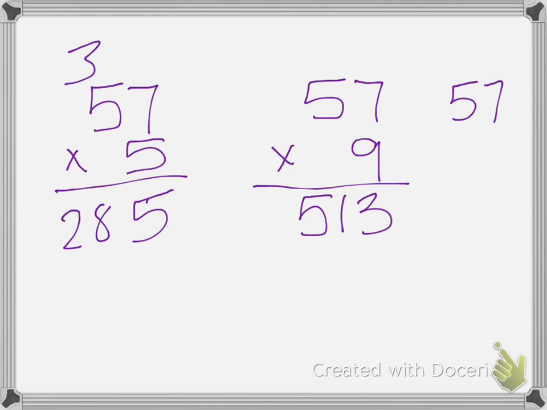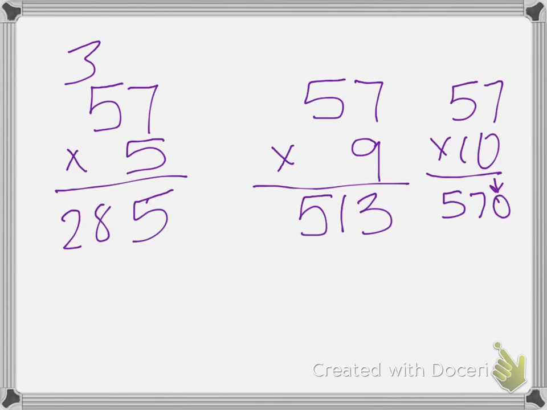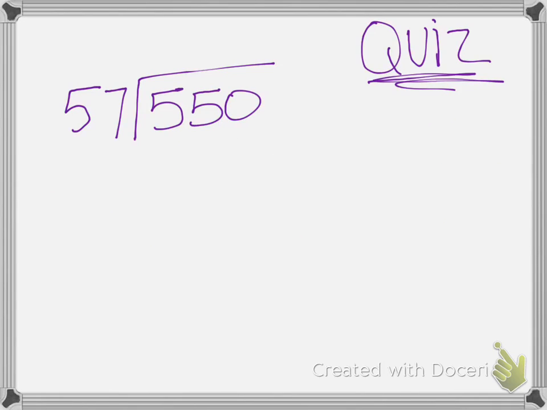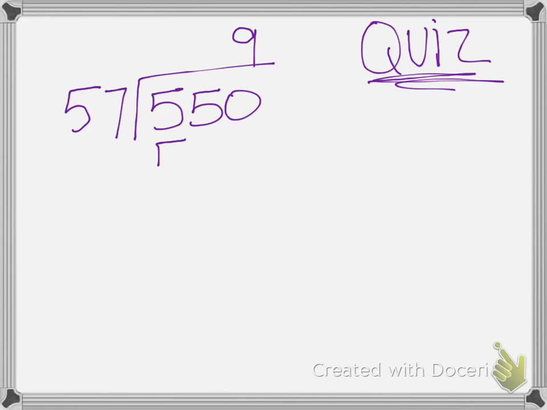And then we know 57 times 10. All you have to do is put the 57 down and drop the 0. So the closest we can get to that 550 without going over is this problem right here. So we need to be using the 9. So 57 can go into 550 9 times. Where does the 9 go? At the end of the whole number we used. So in the 1 spot. So we need to put 9. And 9 times 57 was 513.